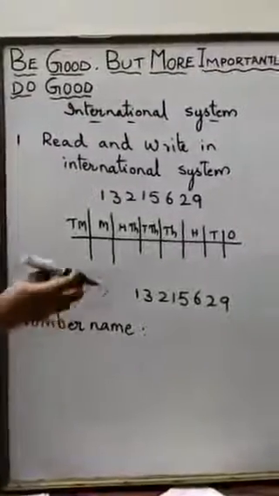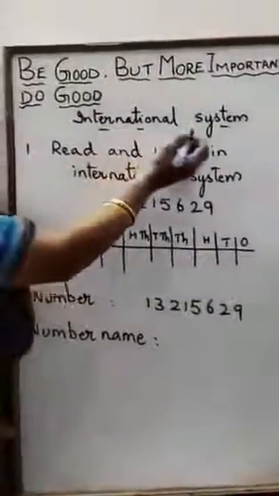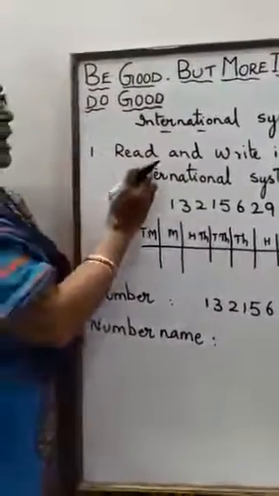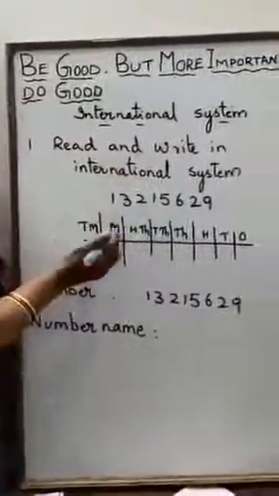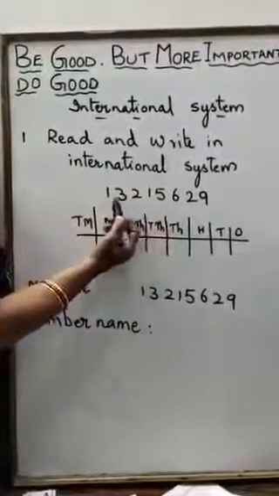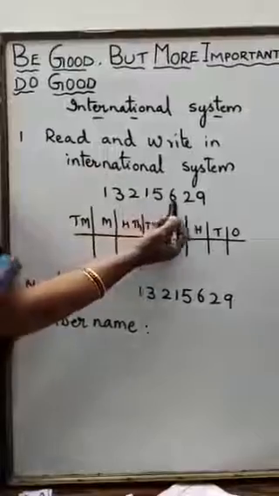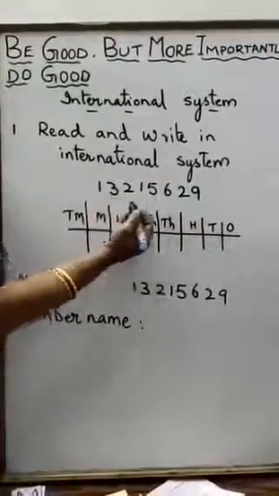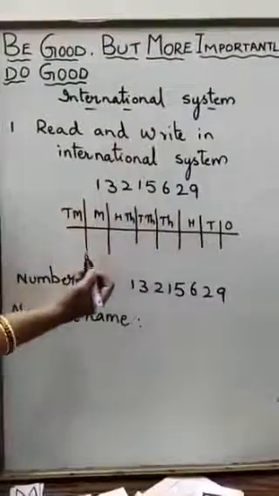Good morning children. Let us start learning about the international system. We learned in the previous video how to read and write the Indian system. Today we learn how to read and write the international system. So 1, 3, 2, 1, 5, 6, 2, 9. This is a given number. Now we need to read and write it using the international system.